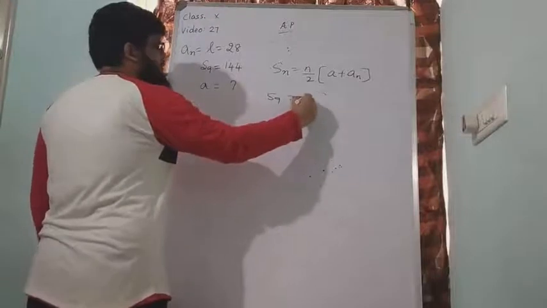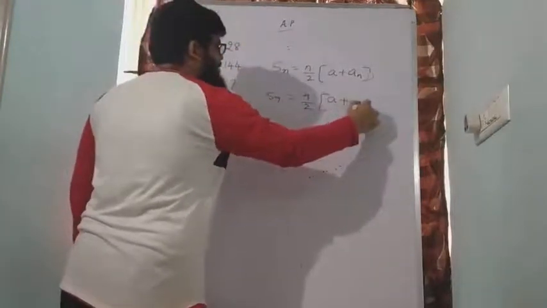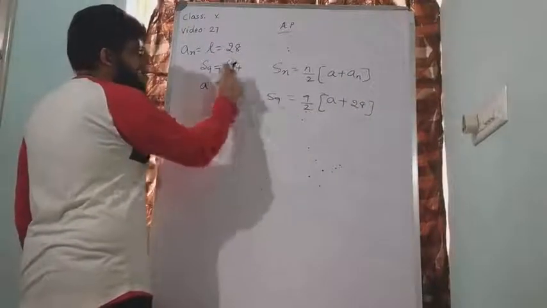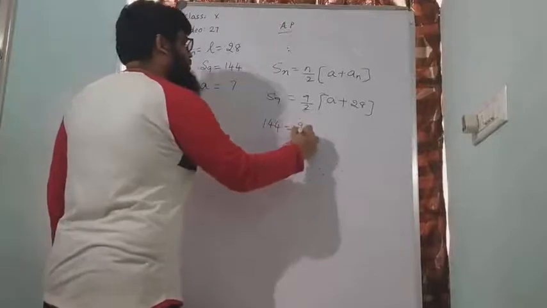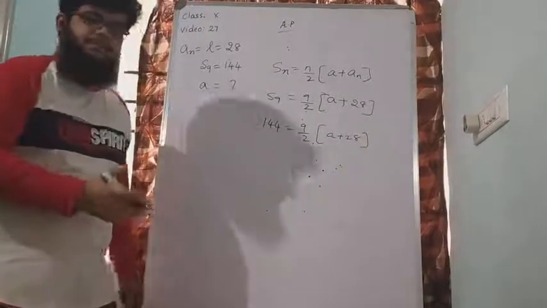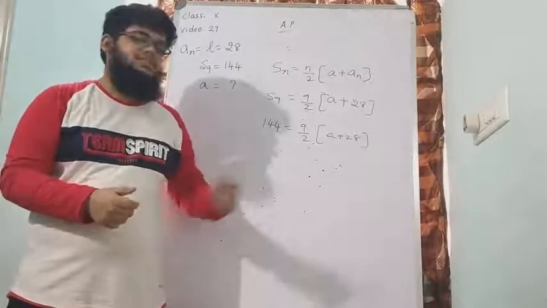S9 you have is equal to 9 by 2. A you don't know, AN you know, AN is 28, that is L. L means last term, AN is also last term. The value of S9 is 144 is equal to 9 by 2 A plus 28. Solve the further steps and tell me what should be the value of A. Refer other problems and you will understand how to do it.